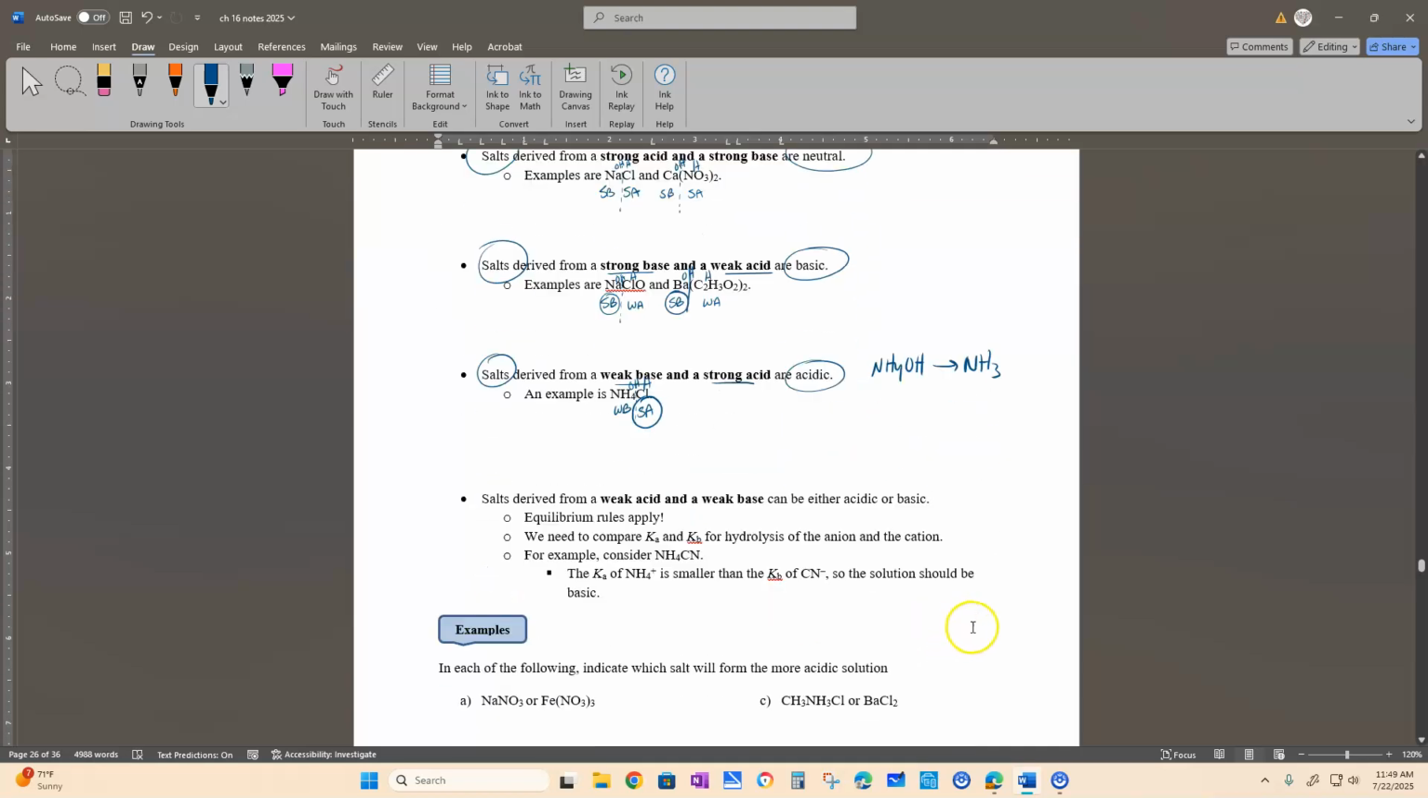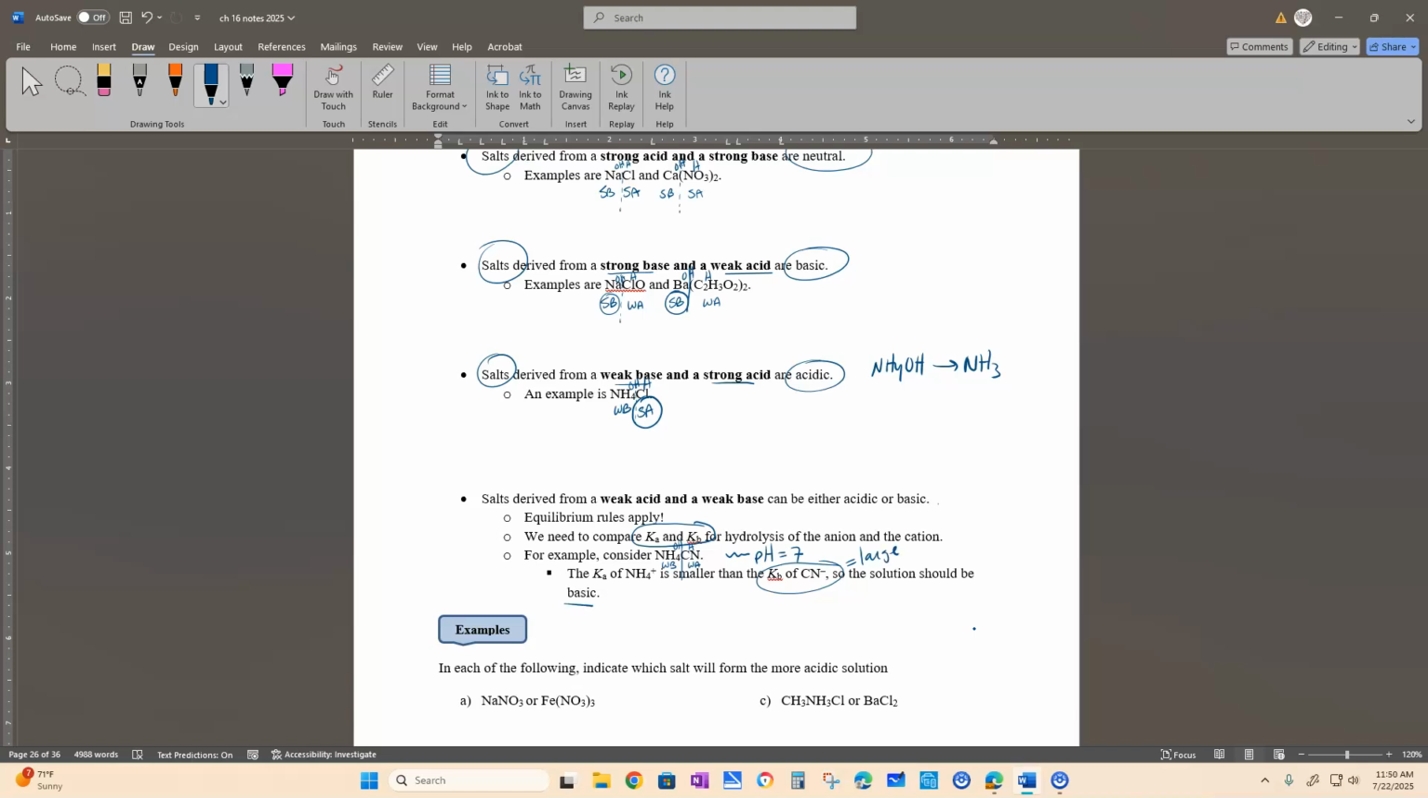What if they're both weak? Okay, so what you have to do for something like NH4CN, NH4 came from OH, so weak base, and CN from HCN, weak acid. So what happens is the pH is approximately 7, but it's not going to be exactly 7. So what you have to do is look at the Ka and Kb values. The Ka value is smaller than the Kb value. So because the Kb value is larger, the salt's going to be basic.